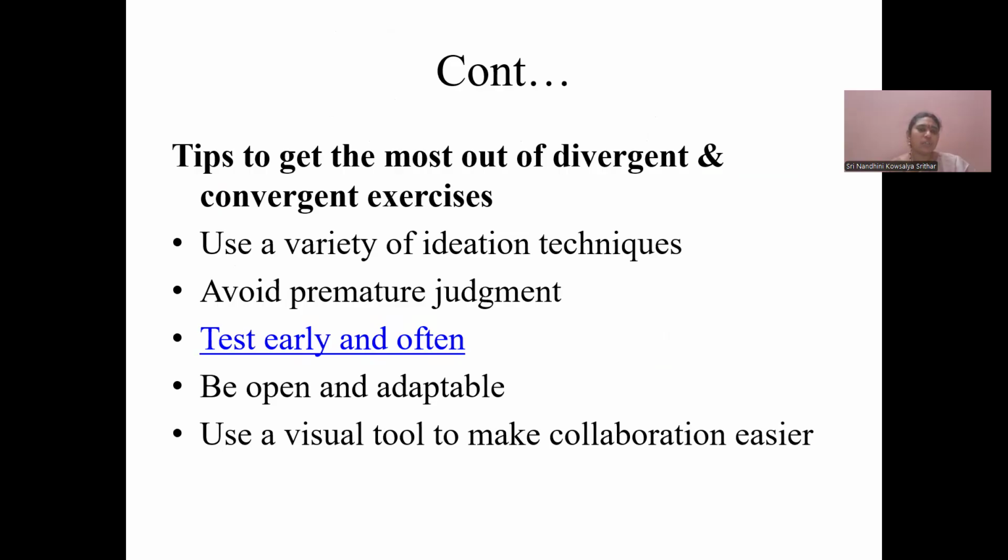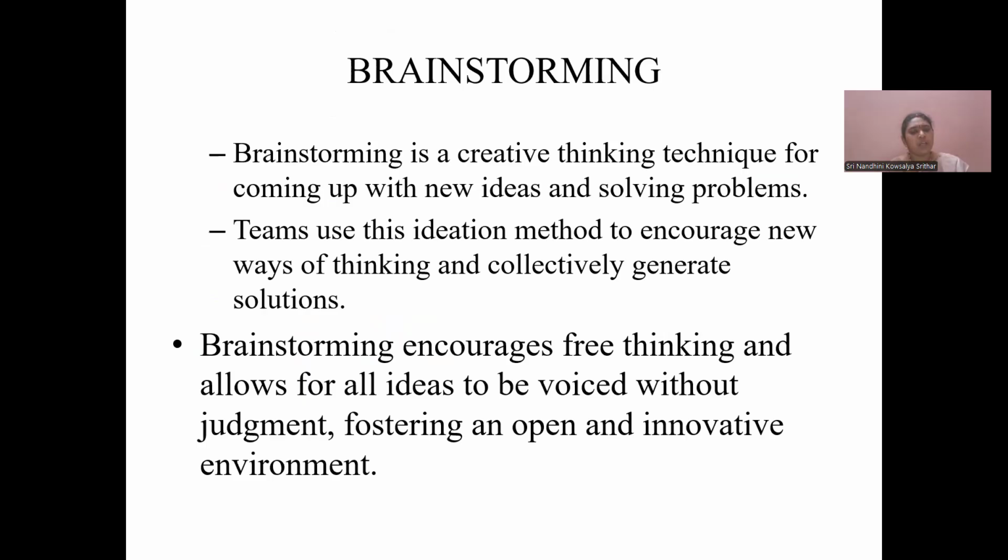Next, how to improve convergent and divergent exercises. Use a variety of ideation techniques. Avoid premature judgment. Test early and often. Be open and adaptable. Use a visual tool to make collaboration easier. These are the tips to improve divergent and convergent thinking.